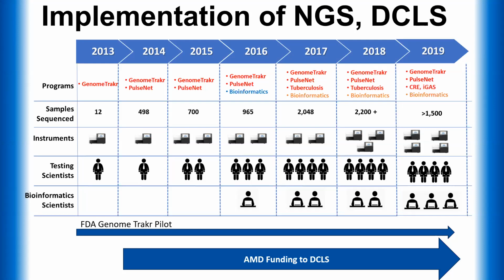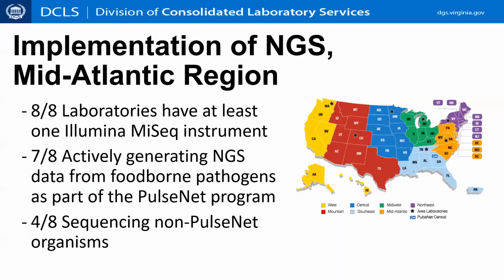And of course, you've seen our team grow. Now in 2020, we have about 3 public health bioinformatics scientists at DCLS, 4 MiSeqs, and then around 4, I think maybe actually a bit more than that now, of wet lab scientists dedicated to generating next-gen sequencing reads for these different programs.